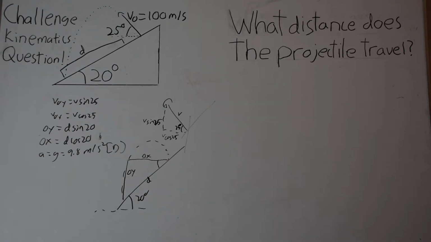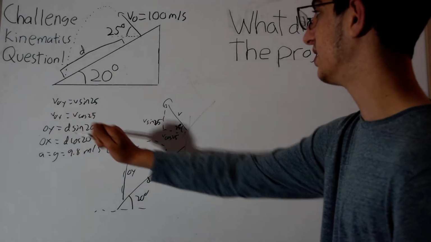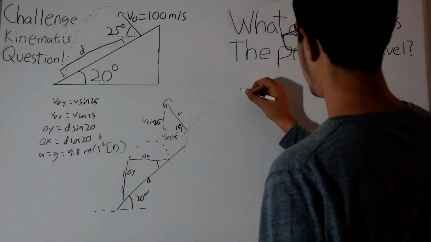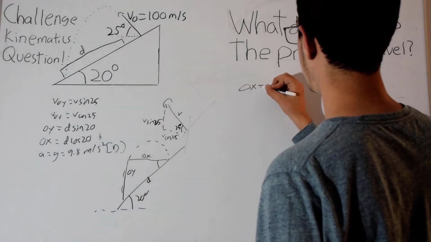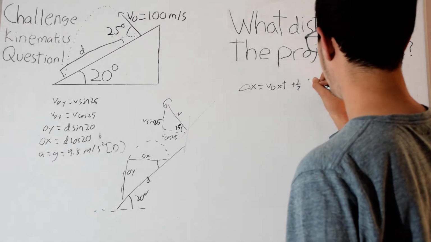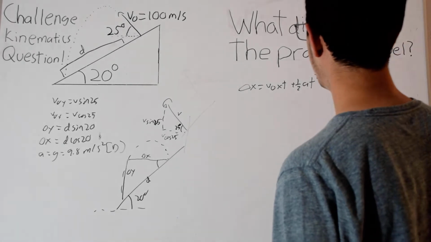So we have to separate our information into two equations with two variables, and we have to make sure that one of these variables is the distance, because that's what the question's asking us. That's what we're trying to solve. So let's start by separating it into the horizontal components. So we have that change in x equals v0x t plus 1/2 a t squared.